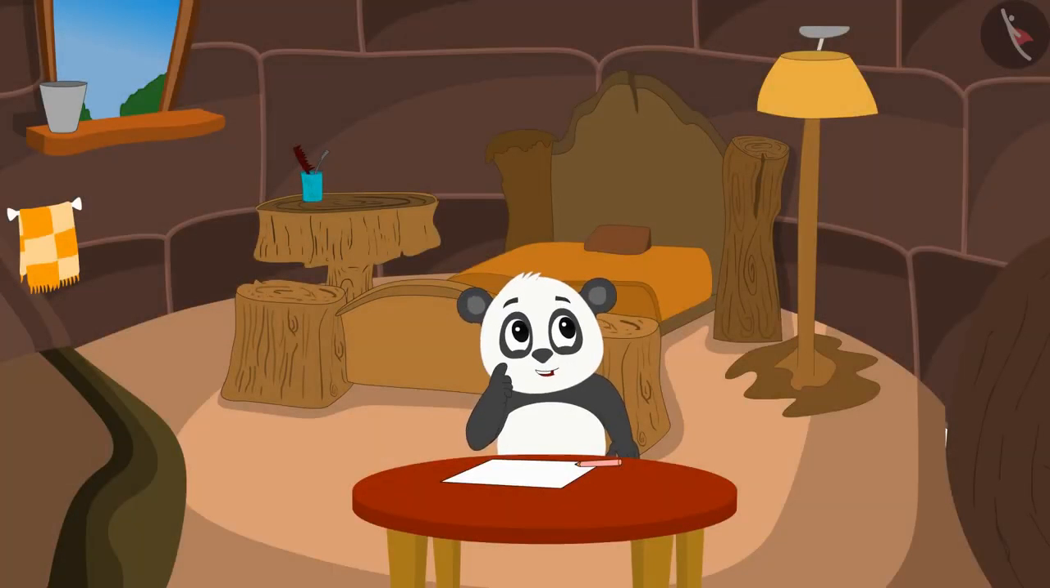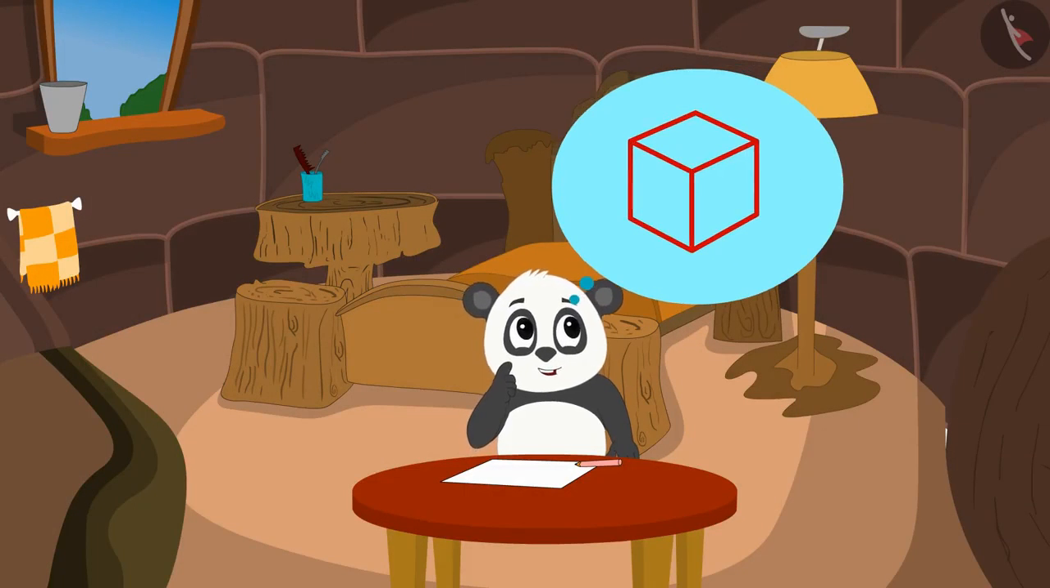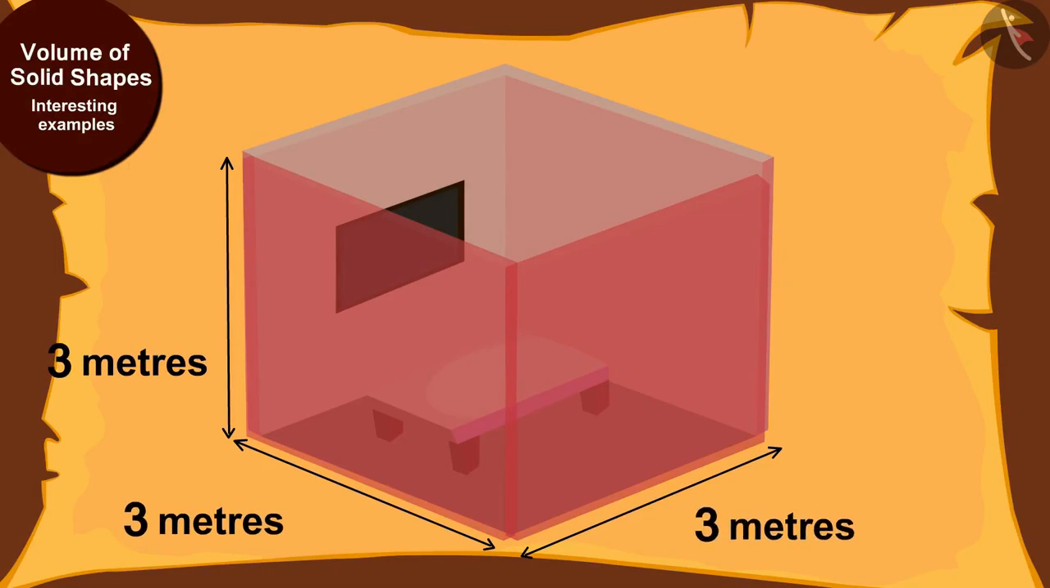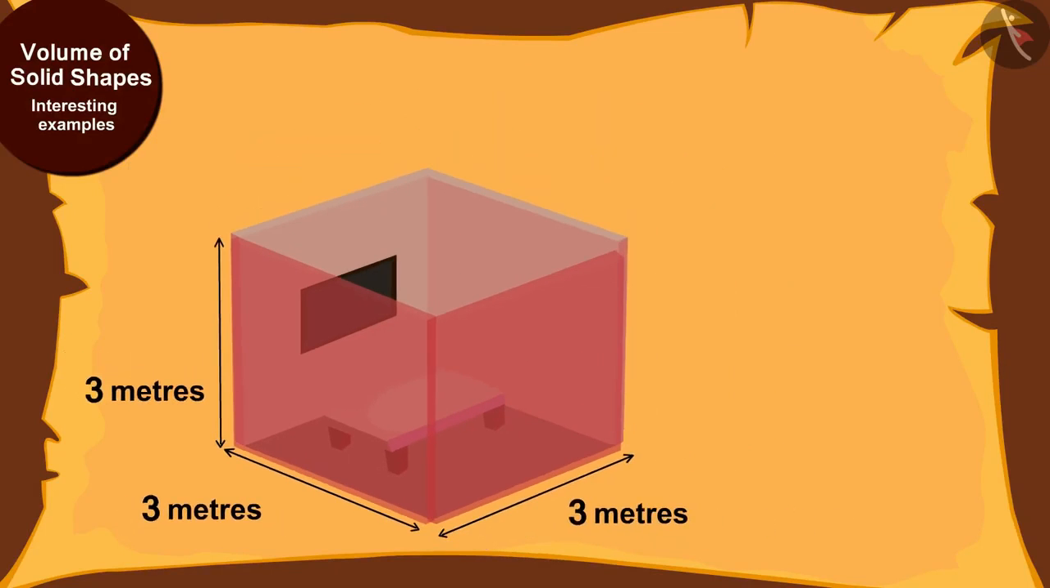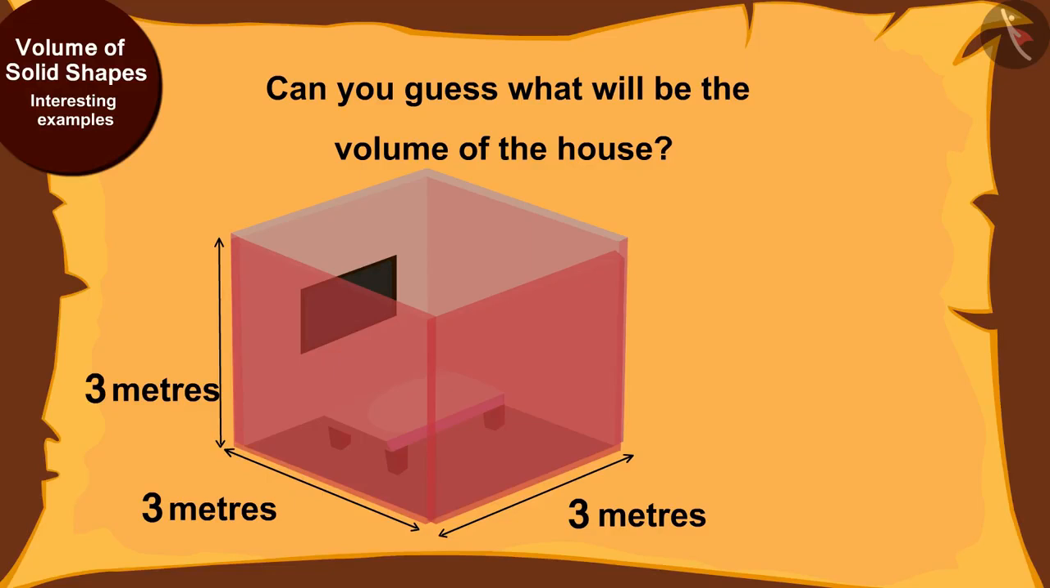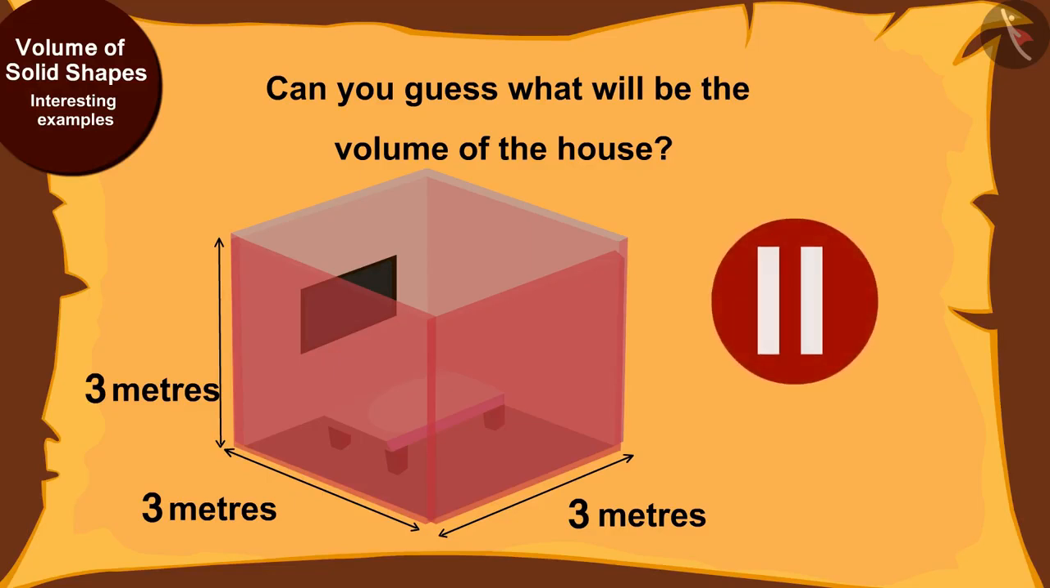To make each house unique, I will make it cube-shaped. The sides of each house will be 3 meters long, he thought. So kids, can you guess what will be the volume of the house? If you wish, you can stop the video and think of the answer.